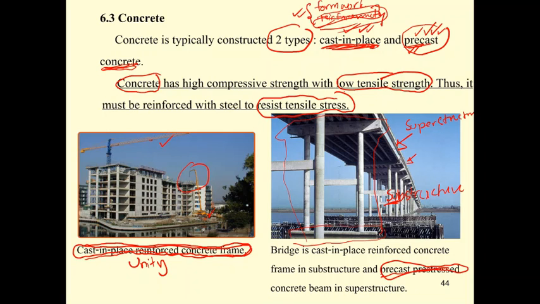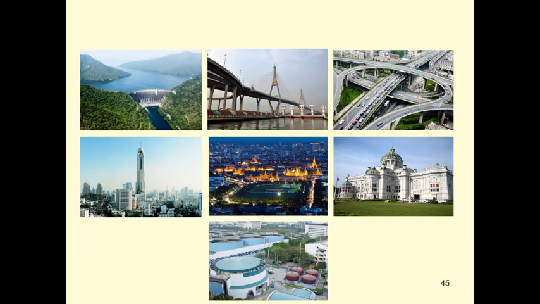So reinforced concrete and pre-stressed concrete are a kind of composite material in which the concrete works with the steel, works with the pre-stressed strength. And there are some big examples of large enormous structures in Thailand.